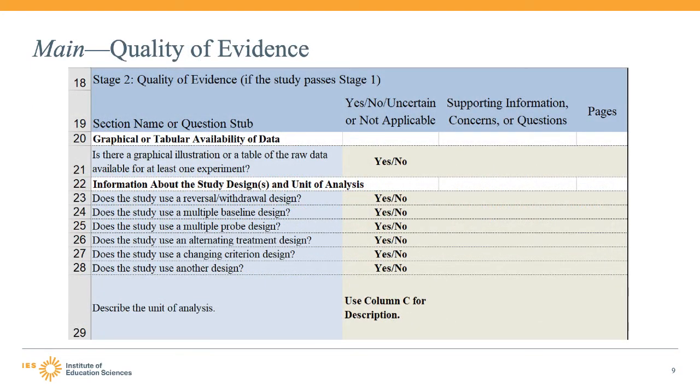If the study passes the screening requirements for WWC review, then your review will move on to the next section of the main tab of the study review guide. In this section, you will assess whether the entire study or some of the experiments contained in the study meet the WWC's single case design standards. Once again, make sure to provide supporting details and study pages.